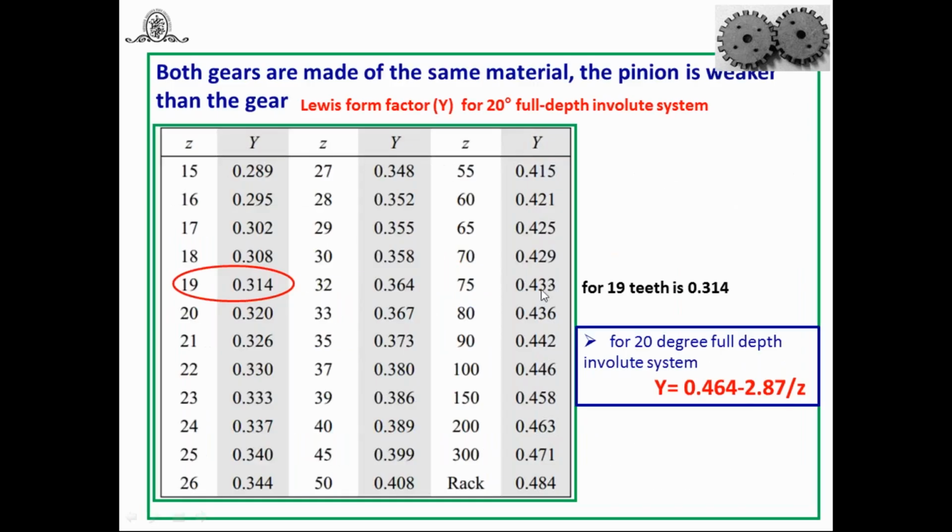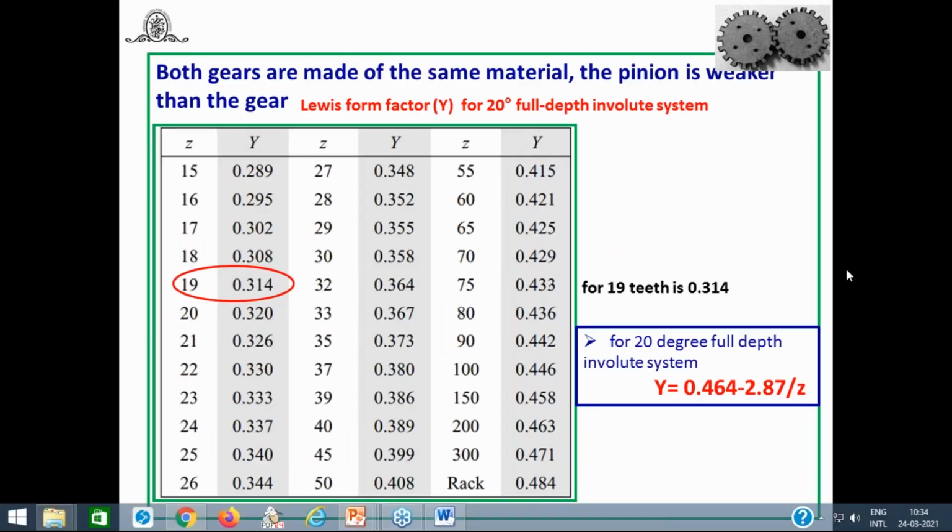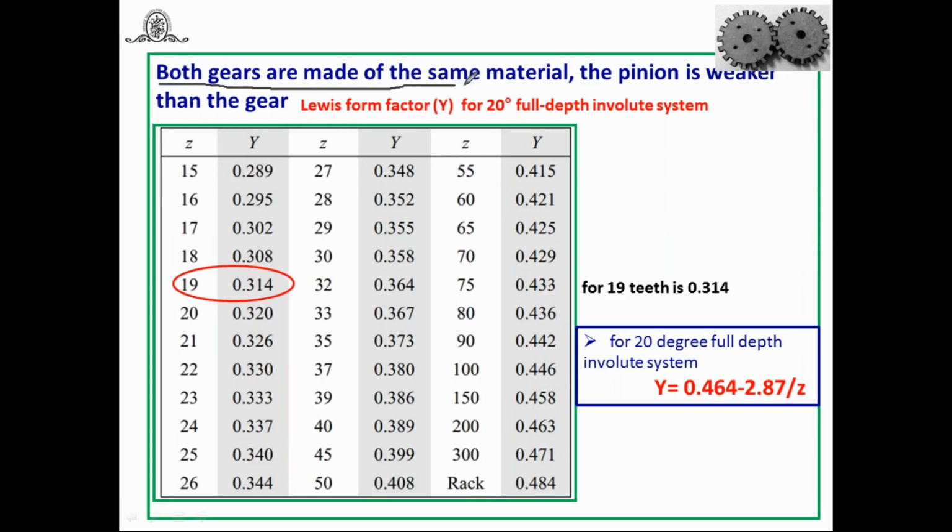So you know very well in design of gears, and I am not only talking about the spur gear, maybe helical, bevel, first of all you have to check whether the gears are made of the same material or different material. Why? Because we have to decide which one is weaker, whether the pinion is weaker or the gear is weaker. If pinion is weaker, we have to design the pinion first. If gear is weaker, we have to design the gear first.